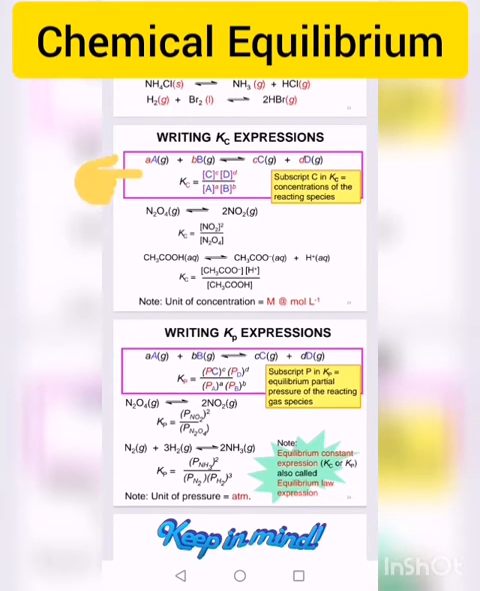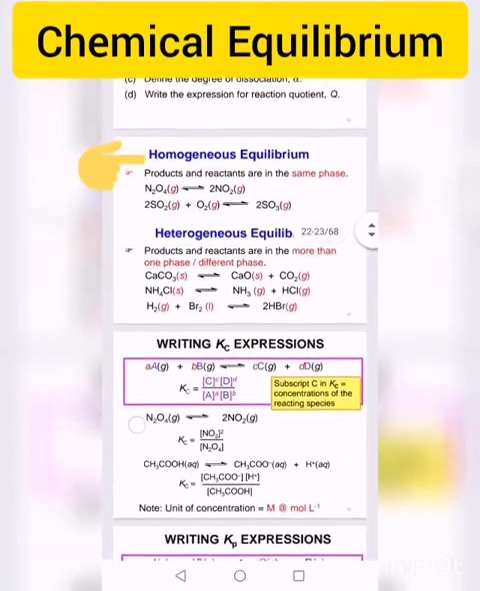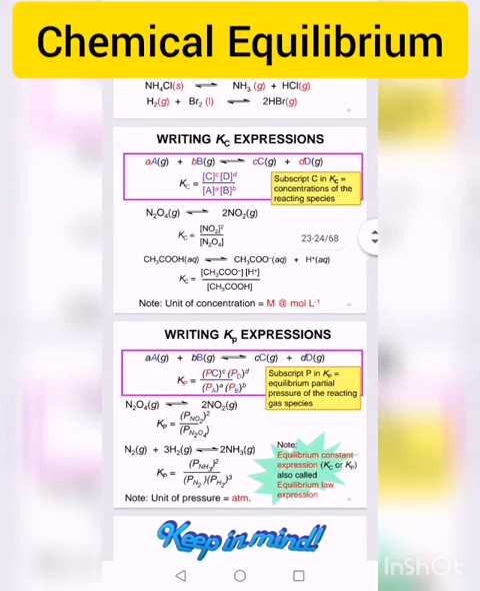Next, we just write the expression. No need to proceed with calculation right now. The first step is just to write the expression, the term Kc. The second example we have is CH3COOH producing the ethanoate ion and hydrogen ion, aqueous. So take a look, aqueous. We can highlight that this is homogeneous, the homogeneous equilibrium that we called before.